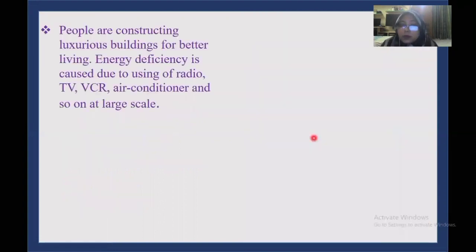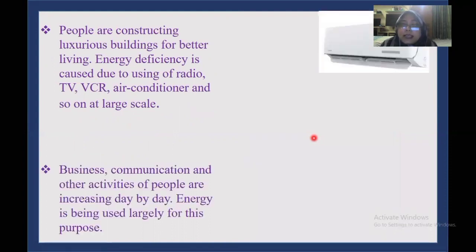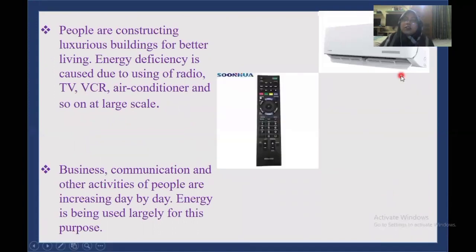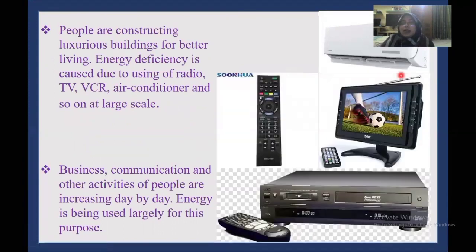So, people are constructing luxurious buildings for better living. Energy deficiency is caused by using radio, TV, VCR, air conditioners, and so on at a large scale. Like air conditioner, remote, TV, and VCR, these are consuming a lot of energy. Business, communication, and other activities of people are increasing day by day. Energy is being used largely for these purposes also.